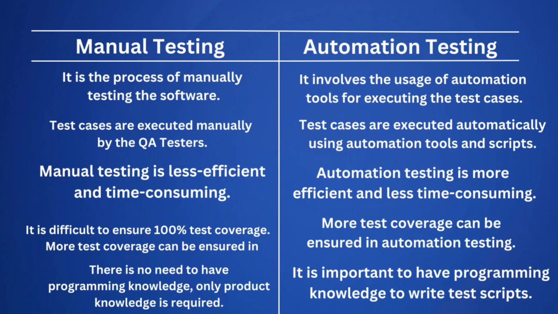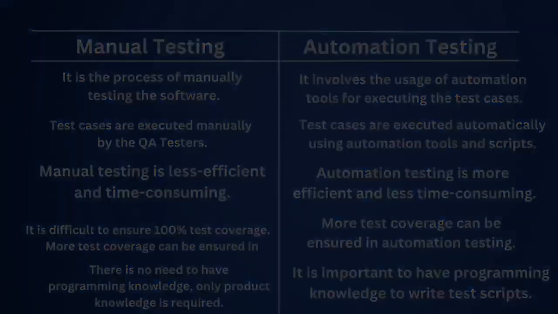Manual testing is less efficient and time-consuming, whereas automation testing is more efficient and less time-consuming. In manual testing, it is difficult to ensure 100% test coverage, whereas in automation testing, more test coverage can be ensured. For manual testing, there is no need to have programming knowledge. Only product knowledge is required, whereas in automation testing, it is important to have programming knowledge to write test scripts.